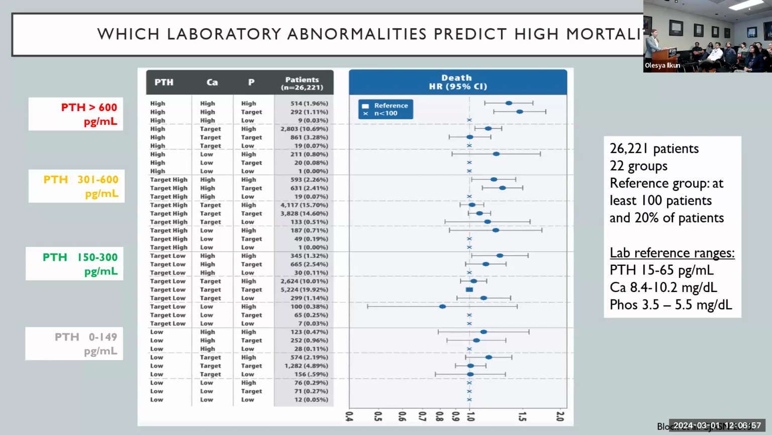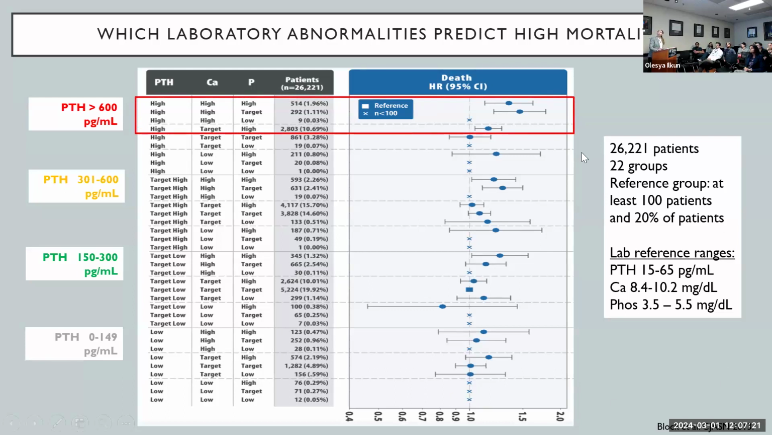What abnormalities actually lead to high mortality? Why do we worry so much about, for example, PTH and calcium? This is a busy study. And here I can see that at high PTH levels, with high calcium and high phosphate levels, we do have significantly higher mortality as shown by this worst plot.